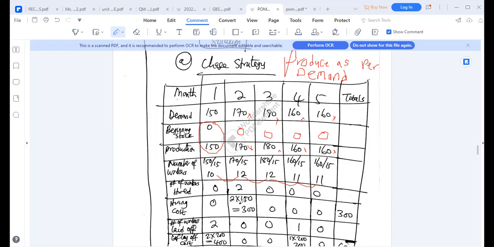So the number of workers hired in month 2 is 2. To find the hiring cost, we multiply the 2 workers by the hiring cost per worker of 150, which was given in the question, giving us 300.